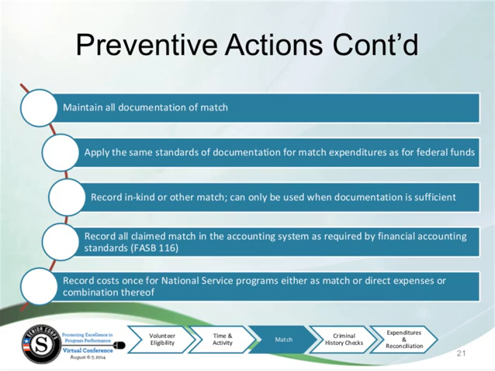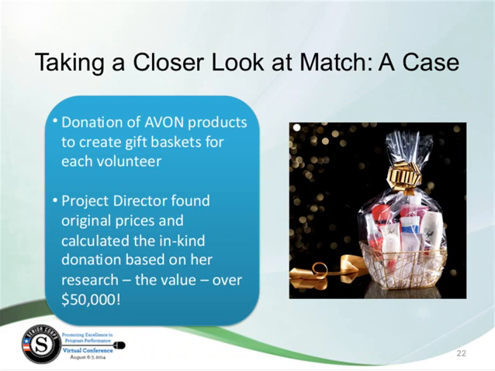We're going to move on to the next slide. So we want to take a closer look at a match case. We have a donor who donated Avon products to create a gift basket for each volunteer at a volunteer recognition. As a gift for the annual RSVP recognition, one project was able to get goods donated from a local Avon distribution center and created 500 gift baskets filled with these items to be given to each volunteer.